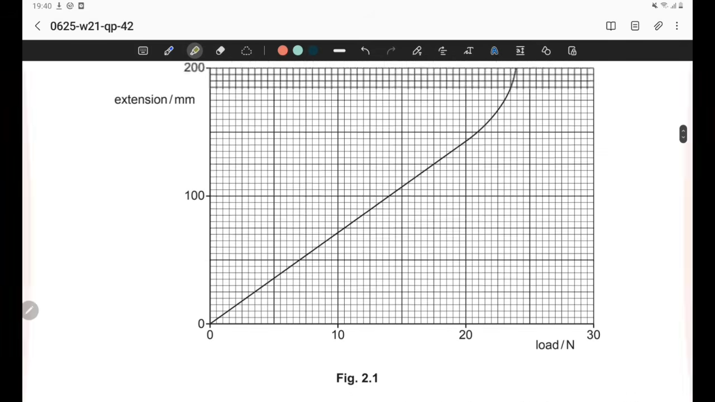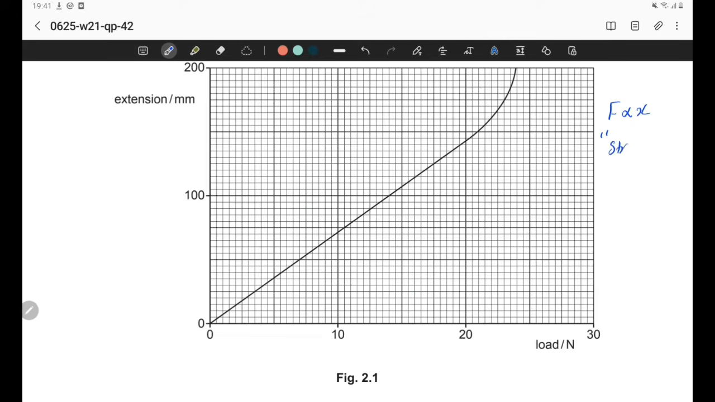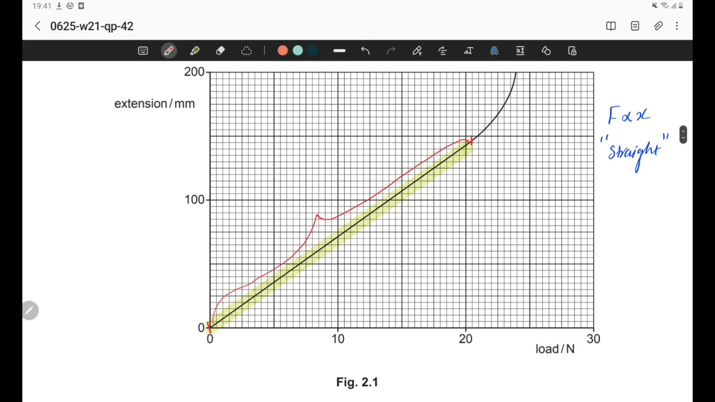So we have to check the graph and identify which part of the spring obeys Hooke's law. So Hooke's law means force or load is directly proportional to extension. So during this section, the graph will be a straight line. So we have to check the graph till which point it's a straight line, and we can see it is almost this much. So till 20.5, till this point the graph is a straight line. So we can label it and obeys Hooke's law.